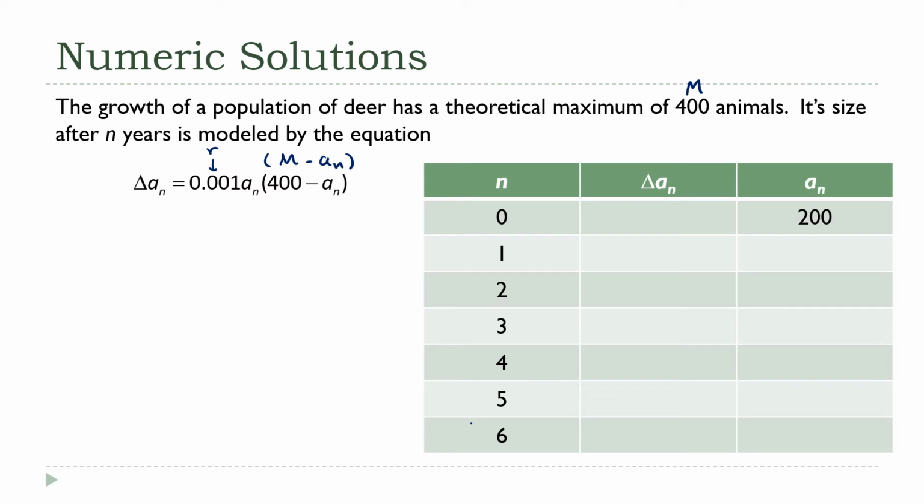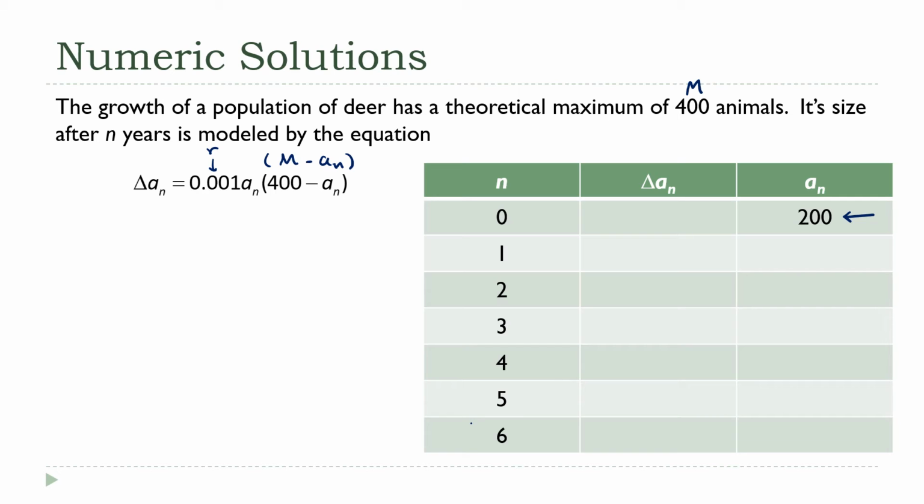Now, finding an explicit solution isn't always practical. It's not something we're always going to be able to do. So sometimes what we will do instead is come up with what's called a numeric solution. And that means making a table, like the one I have over here to the right. So I've got an initial value here. I just picked a number that's halfway to the maximum size.